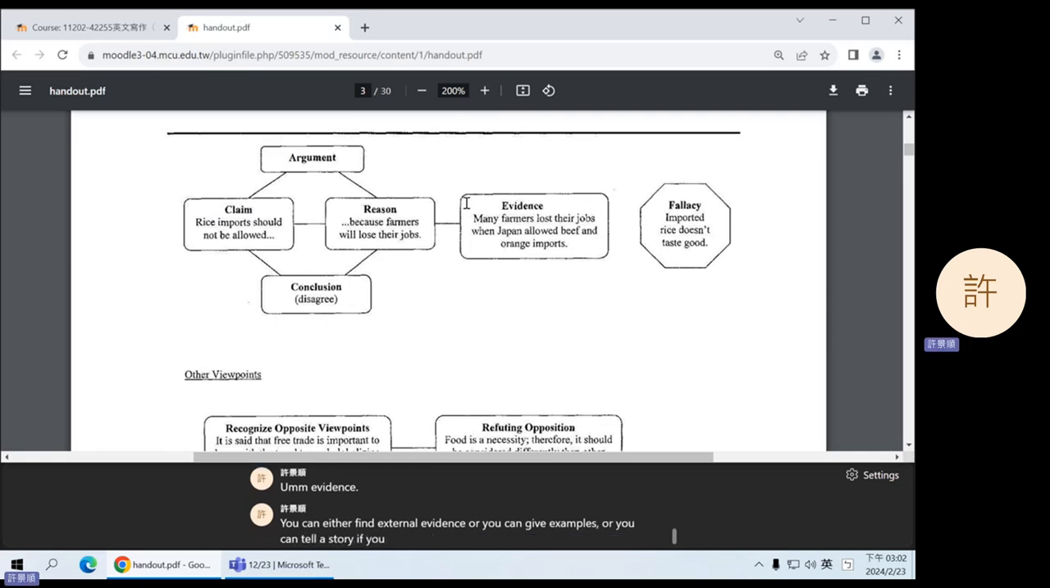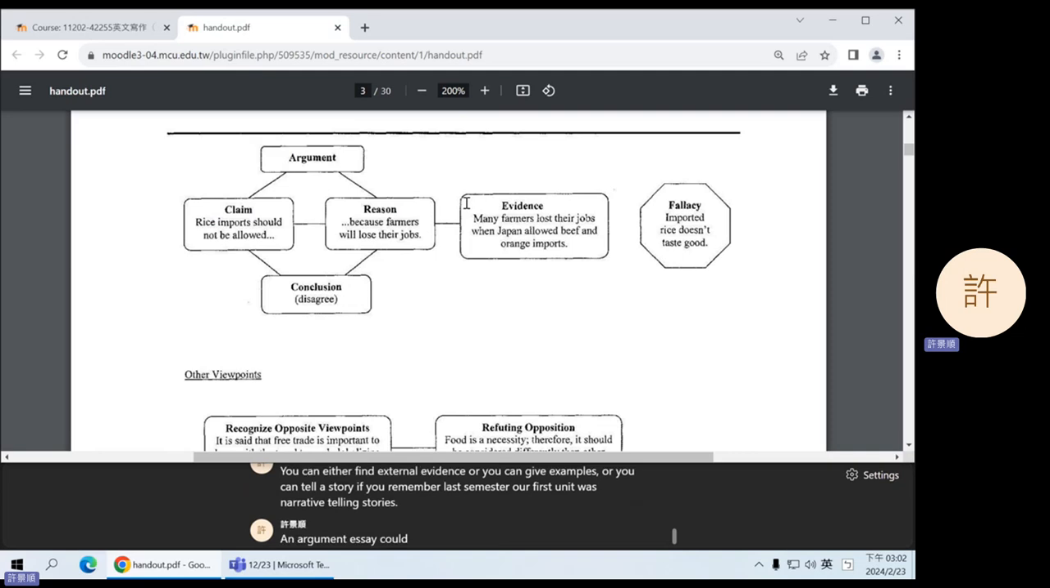If you remember last semester, our first unit was narrative, telling stories. An argument essay could use narrative. It will have exposition, it will have cause effect, and it will have comparison contrast. So in other words, this unit is based on everything you learned last semester.